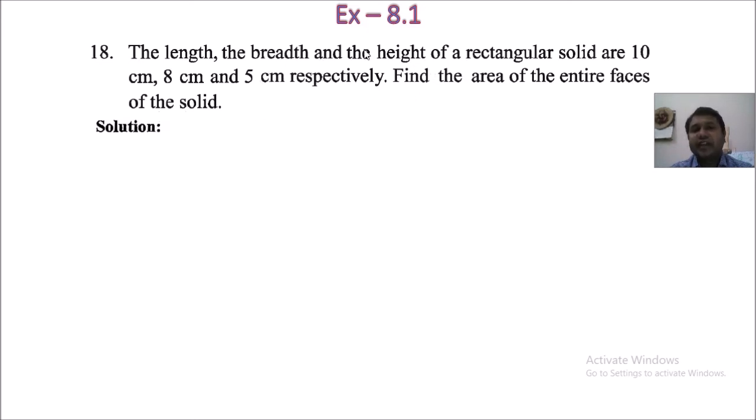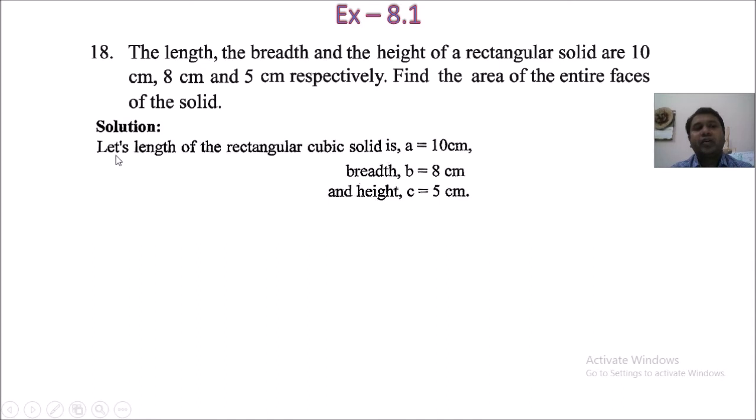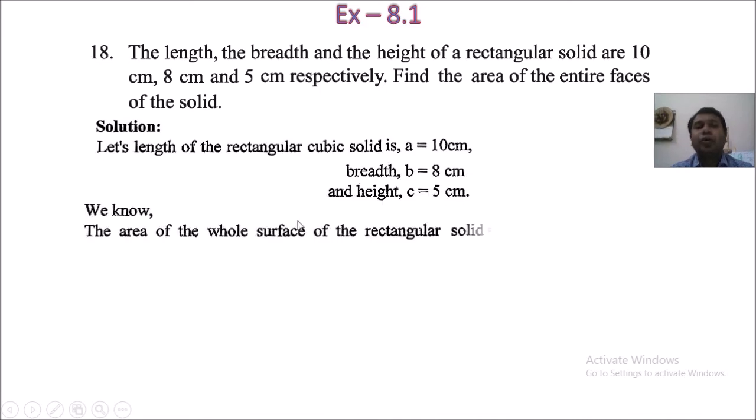So it is actually a rectangular solid. Let the length of the rectangular solid be A equal to 10 centimeter, breadth B equal to 8 centimeter, and height C equal to 5 centimeter. So we know the whole surface of a rectangular solid equal to 2 into AB plus BC plus CA. That means length into breadth plus breadth into height plus height into length. So using A, B, C for length, breadth and height, you can write it this way: 2 into AB plus BC plus CA square unit.